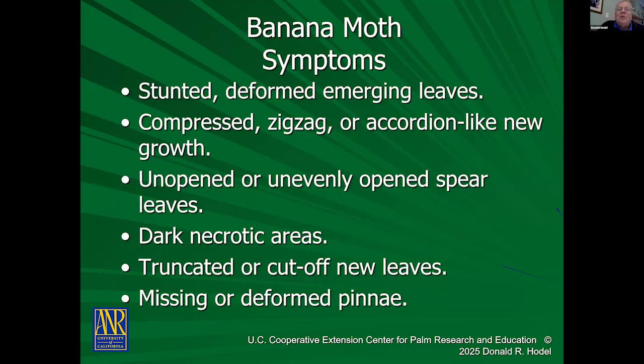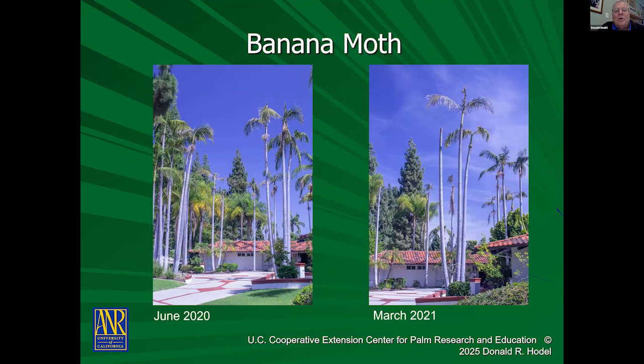So the symptoms are stunted, deformed, emerging leaves, compressed zigzag or accordion-like growth, unopened or unevenly opened spear leaves, dark necrotic areas, truncated or cut off new leaves, missing or deformed pinnae. Many of these are similar to what the South American palm weevil can cause. This is a property in Fullerton on the left, June 2020. And then 9 months later on the right, and you can see how quickly banana moth can progress and kill palms.